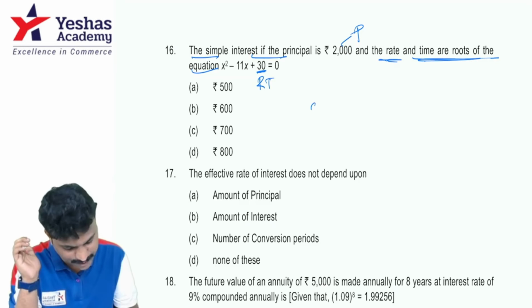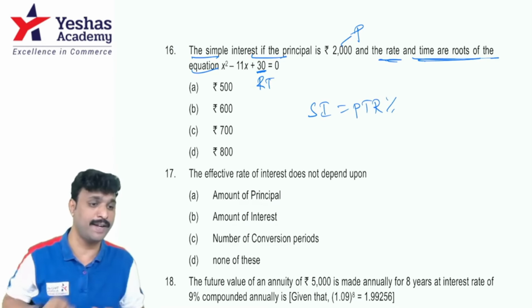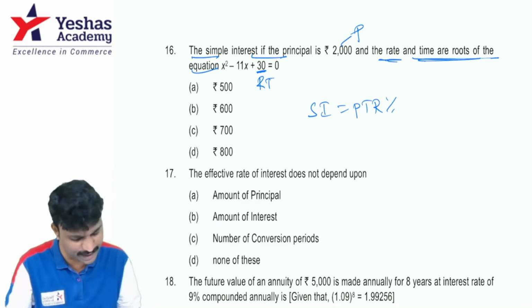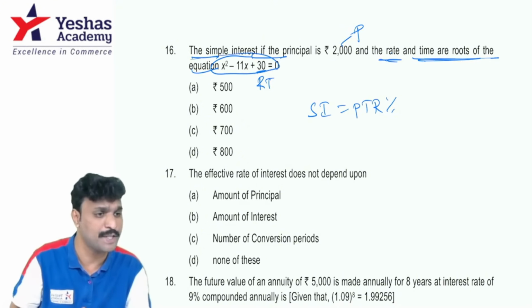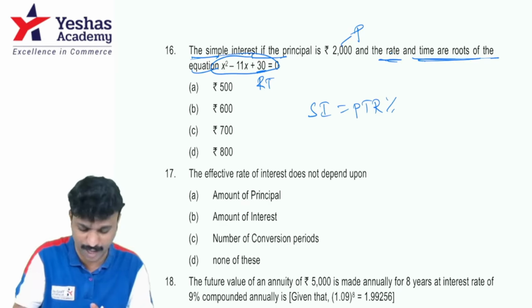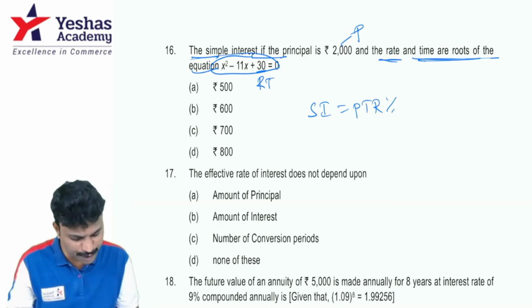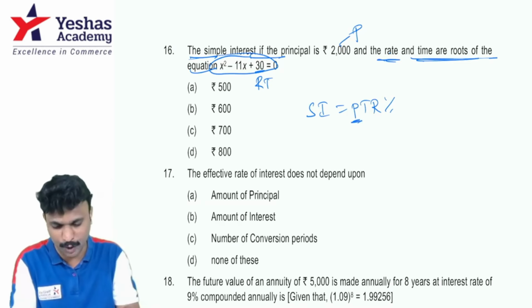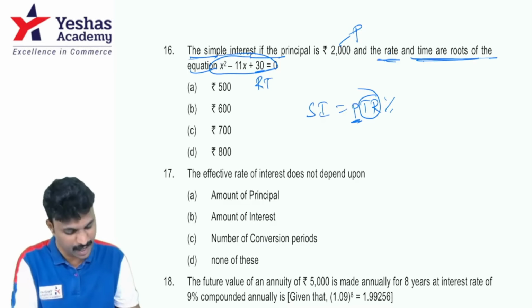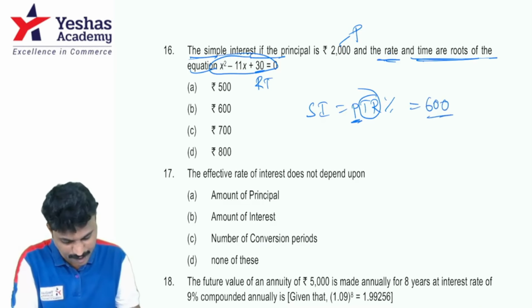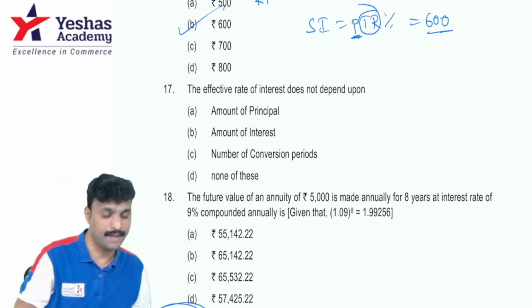Now guys, what is it we need to find? It is PTR percentage. You need not find R separately or T separately. They have said R and T are the roots of this equation. Clearly 30 represents what? Product of the roots. So R into T it gives you. Now all you need to do is P. P is how much? 2000 into T into R is 30, press what? Percentage button. Now you get how much? 600 rupees. Option B is the right answer.